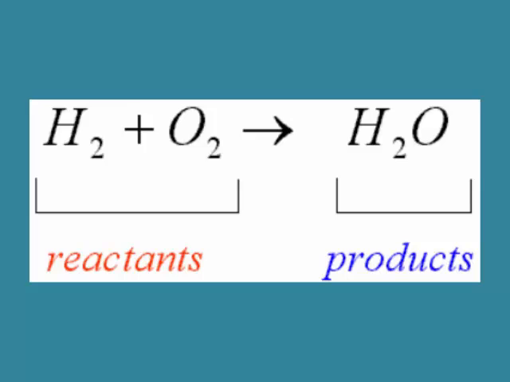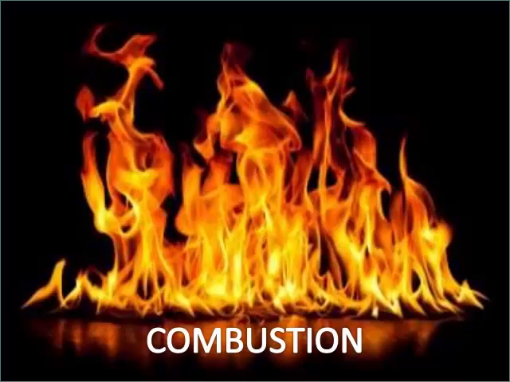Just like we kind of have in math, when you have like 2 plus 3 equals 5, the 2 and the 3 are the things you're putting together, kind of like with our water here, you're putting together oxygen and hydrogen, and what you're getting out of that equals the products, the things that you're trying to produce.